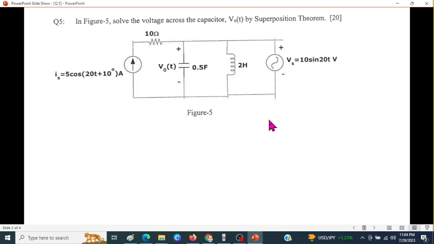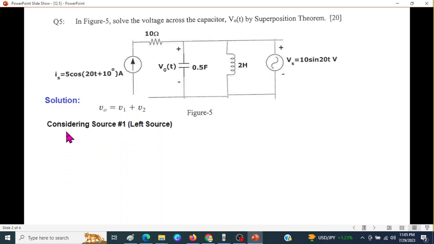So I hope you have some idea what the superposition theorem is. In the superposition theorem, we solve the circuit by using one source at a time, and then we add the results to find the final result. So for V0(t), for the first source, let's call this source number 1, whatever voltage will be here due to this, we'll call it V1. And due to the second source, whatever voltage will be here, we'll call it V2. And the sum of the two will be the total voltage.